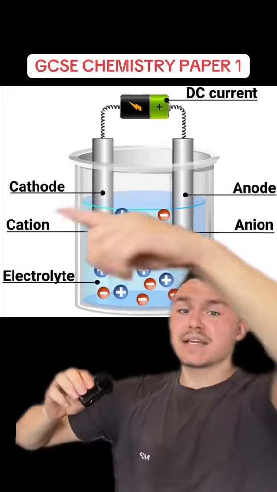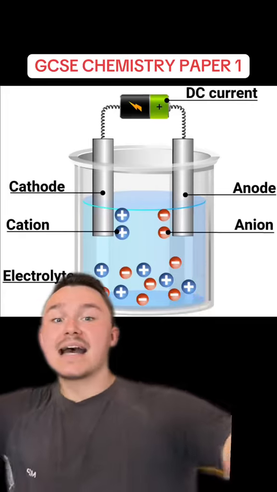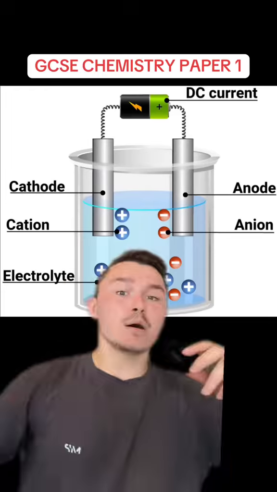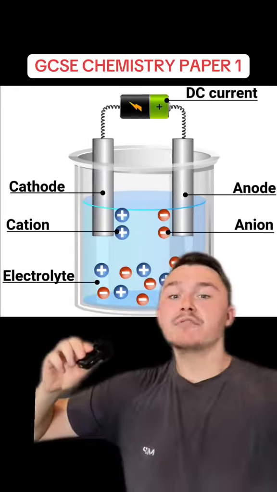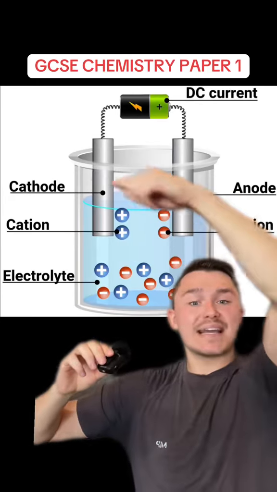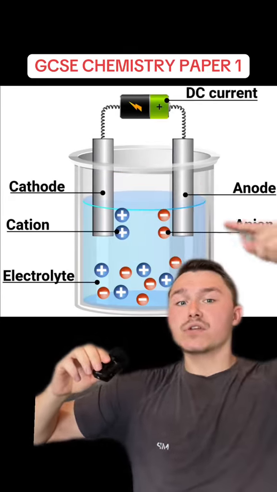Cat's purr, so cations are positive and anions are negative. And that's how I want you to remember the charges of these ions for electrolysis when it comes up tomorrow in your Chem Paper 1. And remember that cations always go to the cathode and the anions always go to the anode.